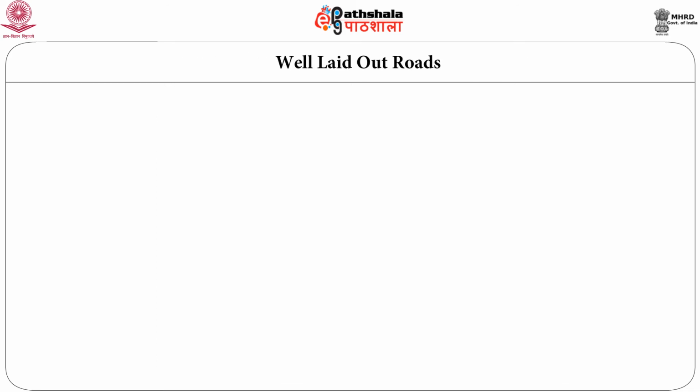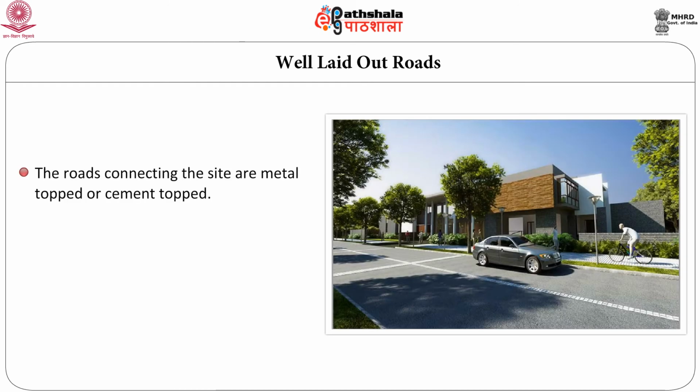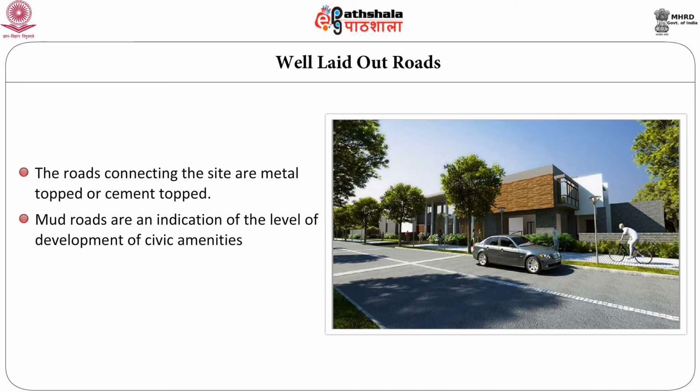The next thing is well laid out roads. We must observe whether the roads connecting the site are metal topped or cement topped. Now, mud roads are an indication of the level of development of civic amenities in that particular area. If the roads are all muddy and not laid out properly and full of gravel, then during the rainy season, you may have difficulty reaching the site and there may be a lot of potholes on the roads.